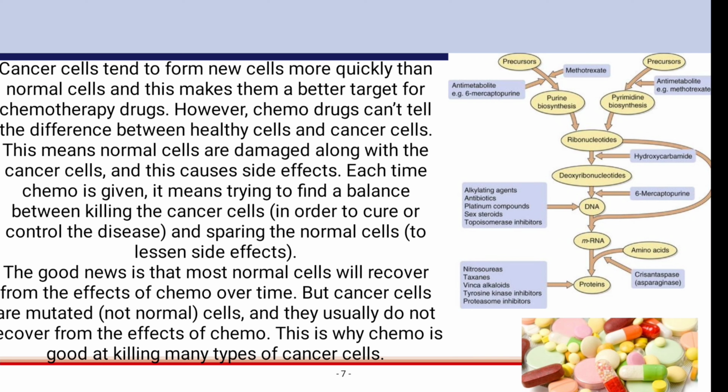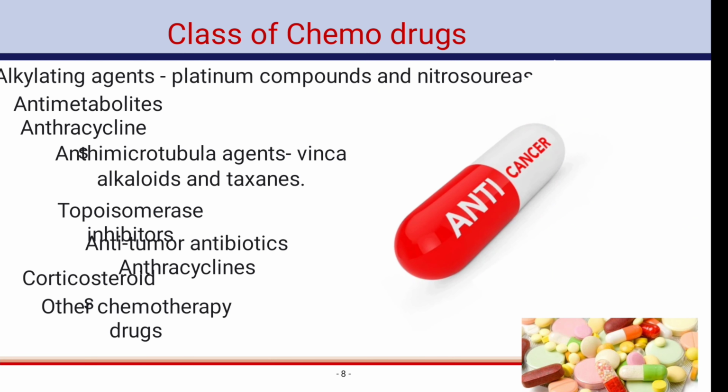target for chemotherapy drugs. However, chemo drugs can't tell the difference between healthy cells and cancer cells. This means normal cells are damaged along with the cancer cells, and this causes side effects. Each time chemo is given, it is meant to find a balance between killing the cancer cells and sparing the normal cells. The good news is that most normal cells will recover from the effects of chemo over time, but the cancer cells are mutant cells, and they usually do not recover from the effects of chemo. This is why chemo is good at killing many types of cancer cells.